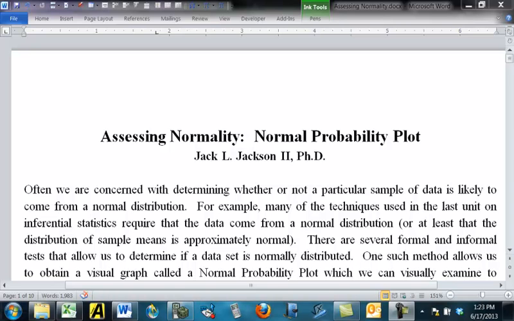Today we're going to be talking about how we can assess whether a data set is normal or not, whether this data set likely came from a population which has a normal distribution. Specifically, the technique we're going to be talking about is a normal probability plot.